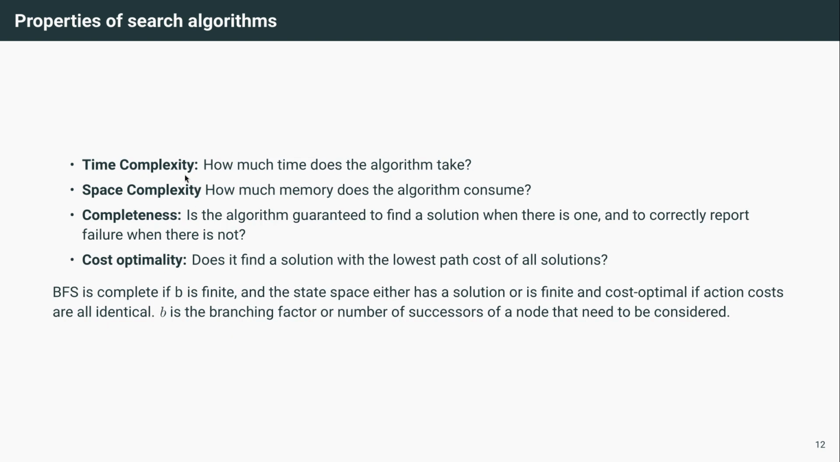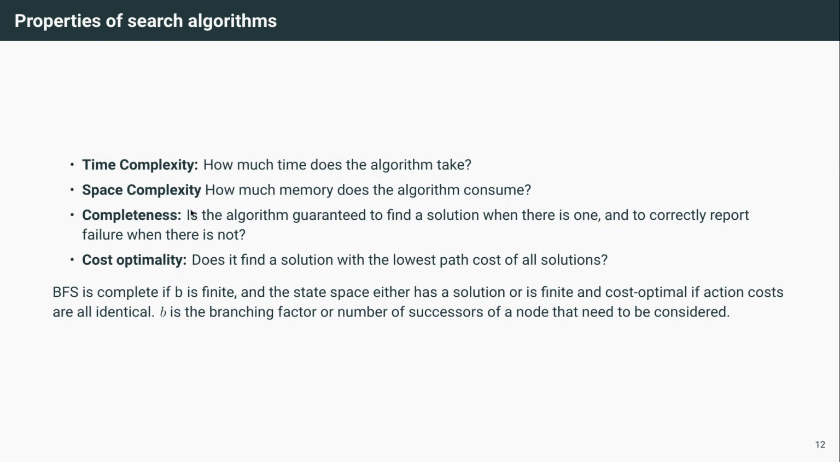In general, algorithms have two properties: time complexity and space complexity. But in case of searches, there are two more properties. One is called completeness and another is called cost optimality. Let's see what these properties mean. Time complexity means how much time an algorithm takes. And space complexity, as you know, is how much memory the algorithm consumes.